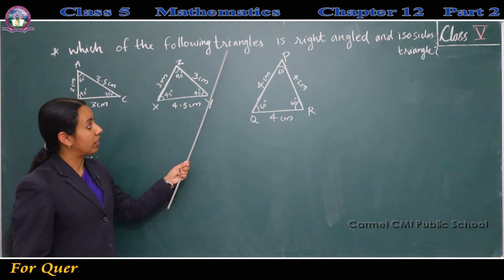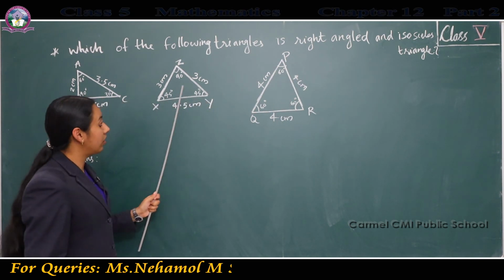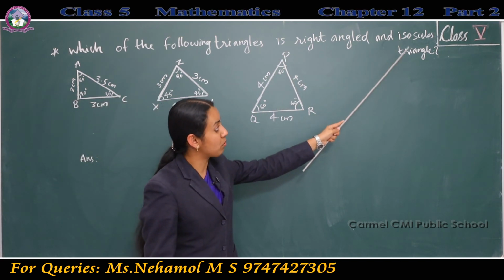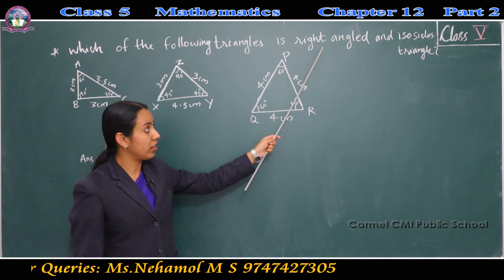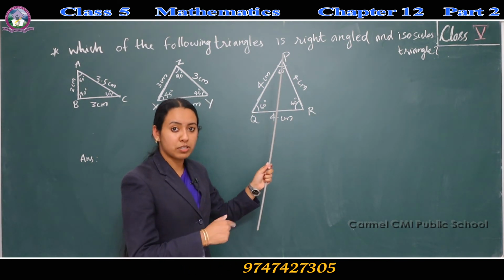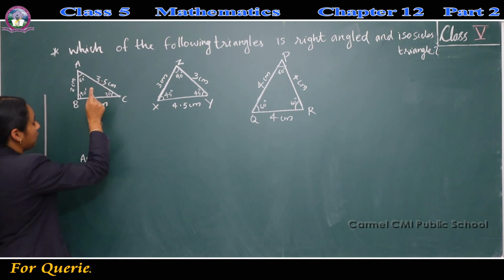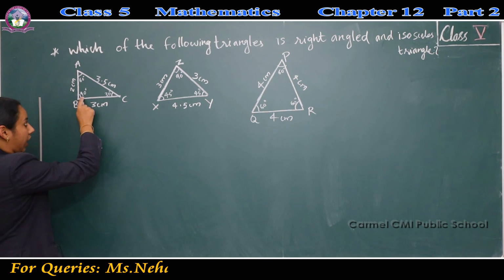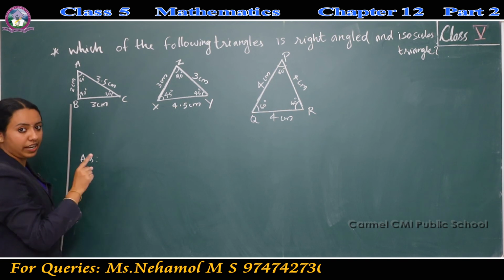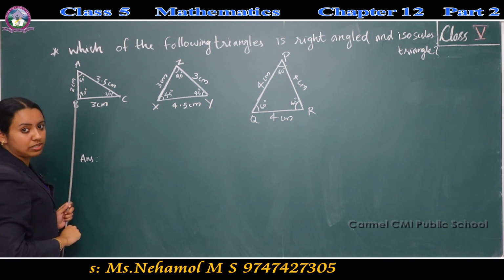Which of the following triangle is right angled and isosceles triangle? Three triangles are given. We have to find which one is a right angled and isosceles triangle. Right angled means one angle must be 90 degree and isosceles means two sides must be equal. Consider the first one. 2 centimeter, 3.5 centimeter, 3 centimeter. Angles 90 degree, 30 degree, 60 degree. One angle is 90 degree but sides are different. So it is not an isosceles triangle.